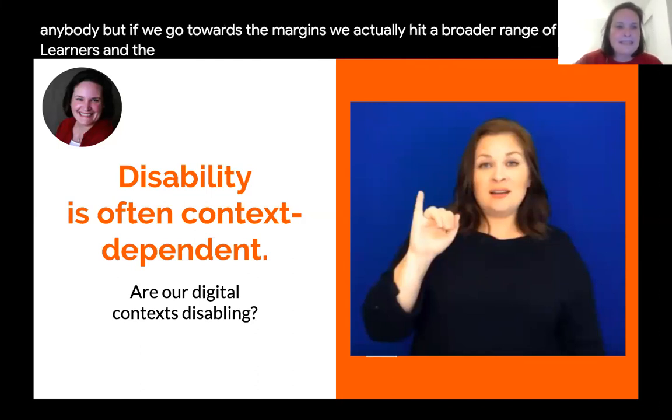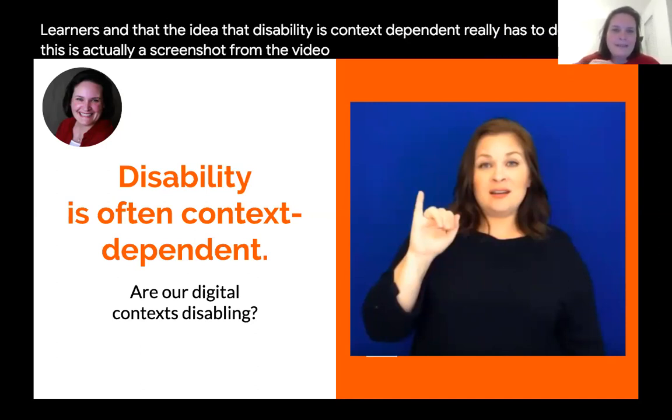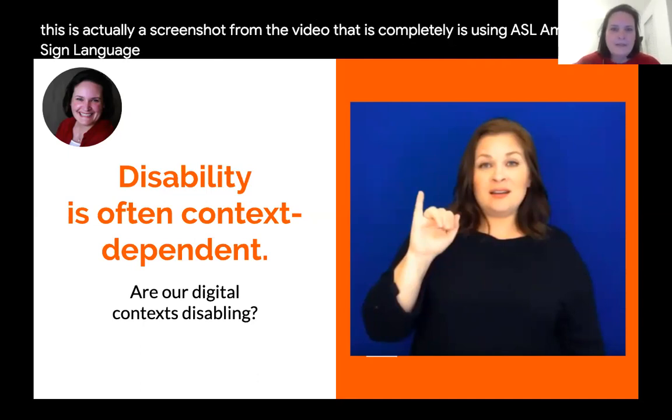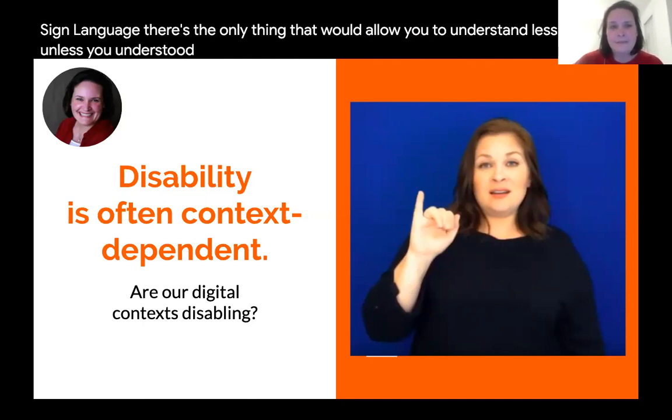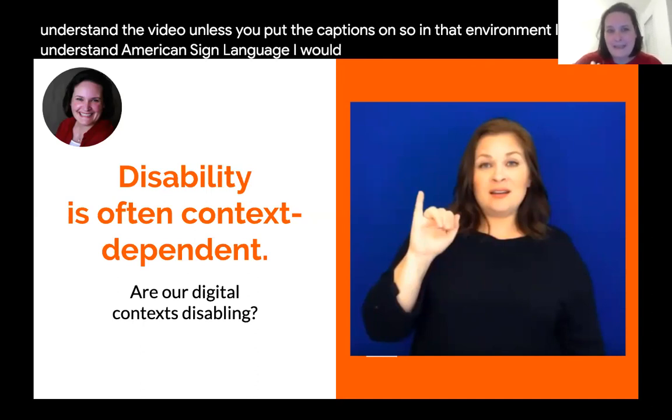And the idea that disability is context dependent really has to do with this screenshot from a video that is completely silent. The woman that is signing is using ASL, American Sign Language. Unless you understood American Sign Language, you wouldn't be able to understand the video unless you put the captions on. So in that environment, I don't understand American Sign Language. I would be disabled if I were watching that video without the captions.